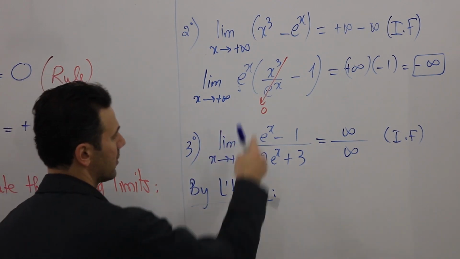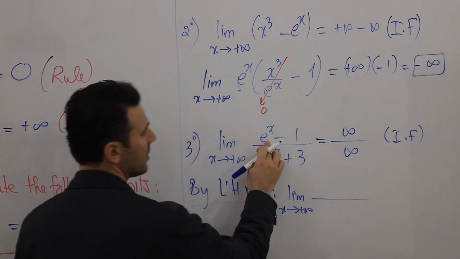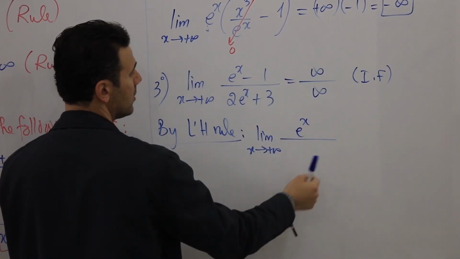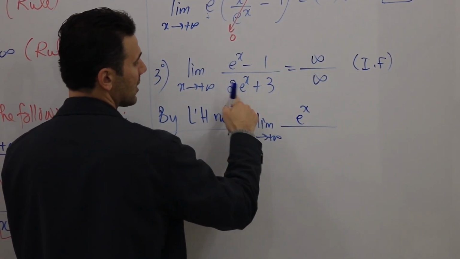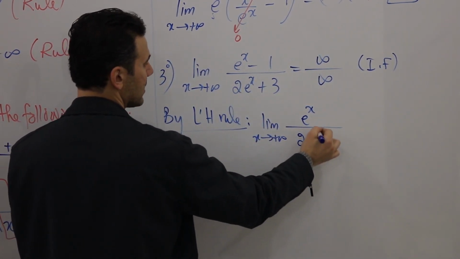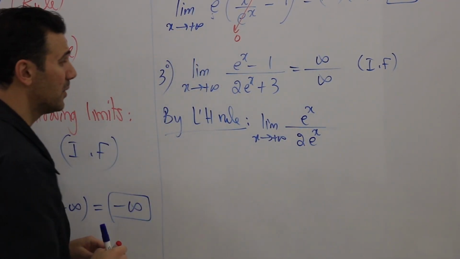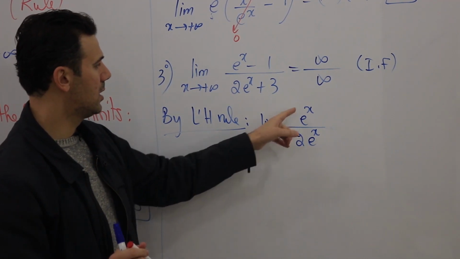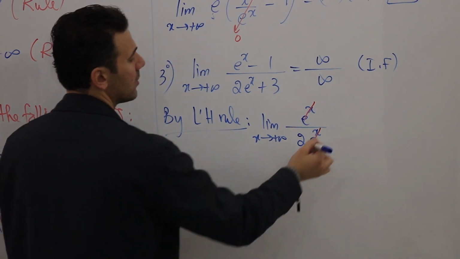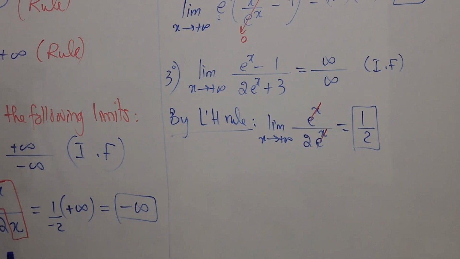again we take the derivative of the numerator. The derivative of e^x is e^x itself, and the derivative of minus 1 is 0. For 2e^x, 2 is a constant, we keep it, and we multiply by the derivative of e^x. The derivative of e^x is e^x, and the derivative of 3 is 0, so we just eliminate it. At the end, be careful, before you substitute x, just simplify these to get what? 1 over 2, which is the needed result of this limit.